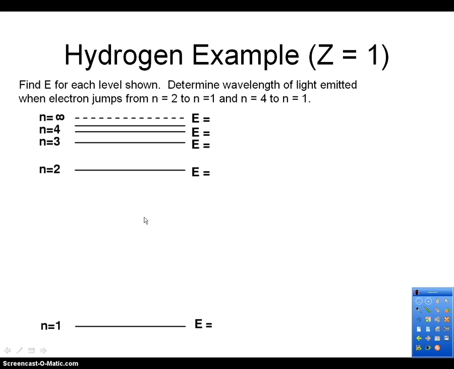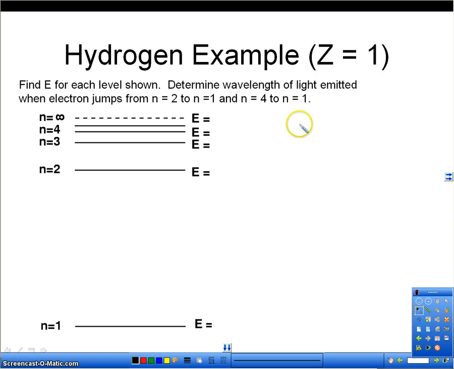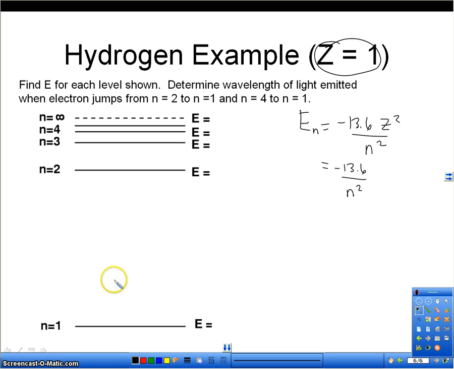So here is the hydrogen atom. The first thing they're asking you to do is figure out the energy amount of each of those levels. The formula was E of n equals negative 13.6 times Z squared over n squared. Now for hydrogen, Z is 1. So basically I'm going to have minus 13.6 divided by n squared for each of these n values.